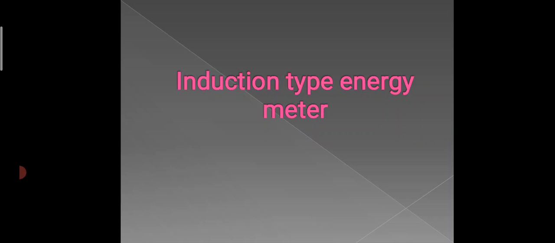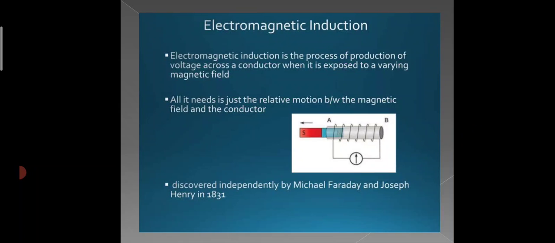Next we go for the induction type energy meter. The electromagnetic induction. What is the electromagnetic induction? The electromagnetic induction is the process of production of voltage across a conductor when it is exposed to a varying magnetic field. That is called electromagnetic induction. All it needs is just the relative motion between the electromagnetic field and the conductor.